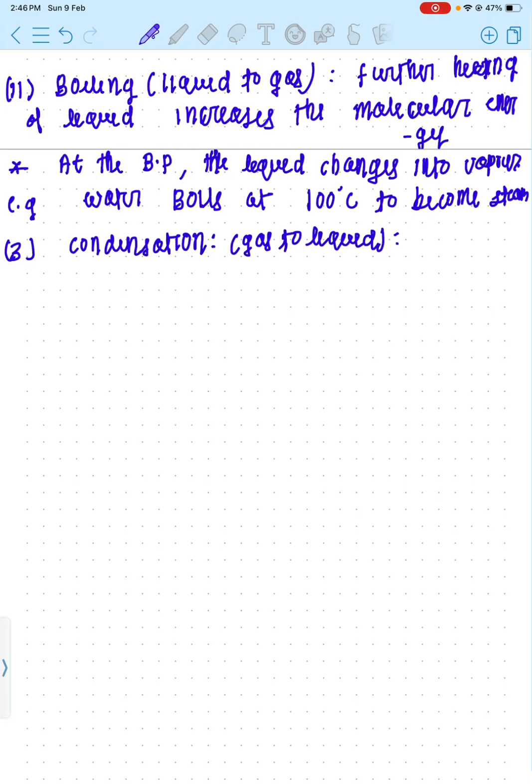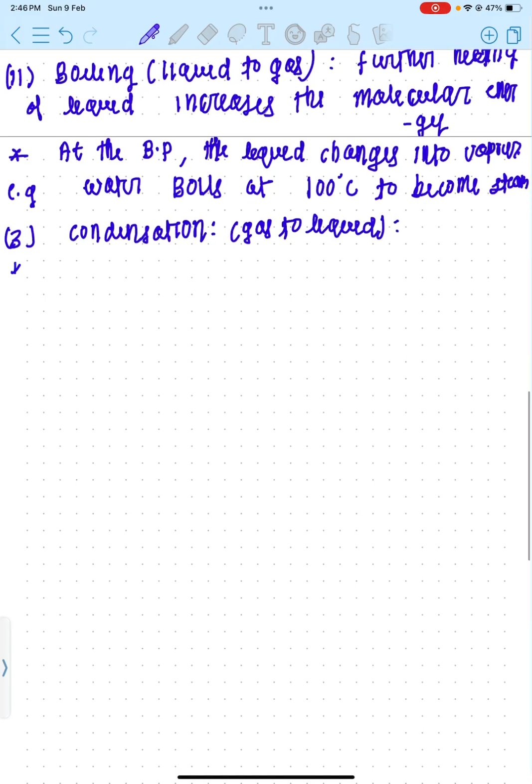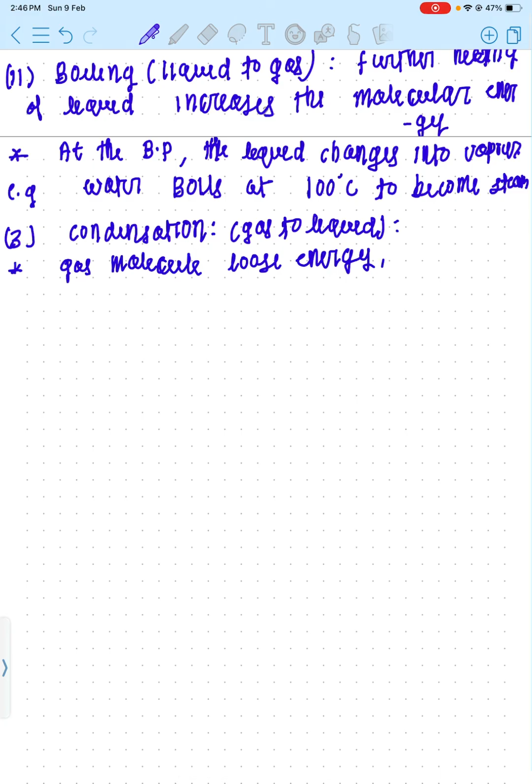So gas molecules lose energy, and they slow down and turn into the liquid.